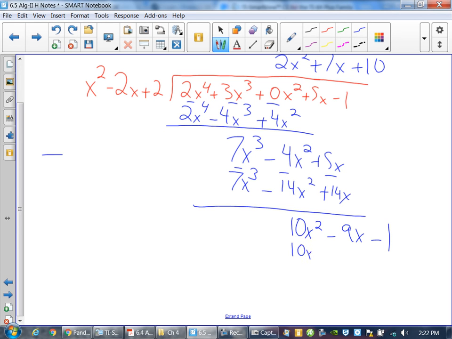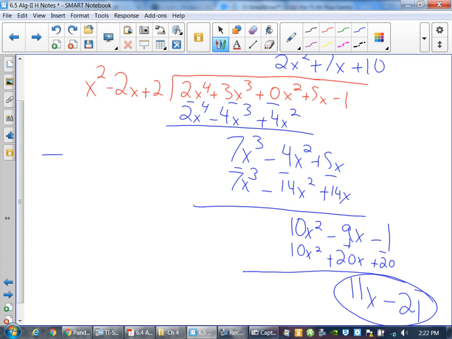It's going to be 10x squared minus 20x plus 20. You'll wind up with a remainder in this case. You have 11x minus 21.